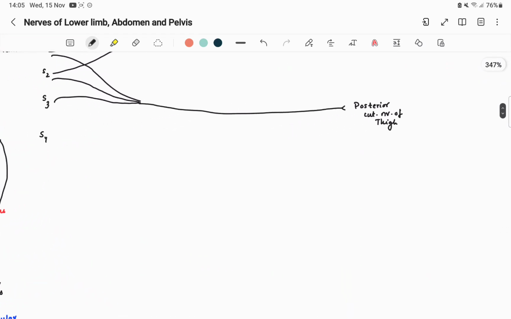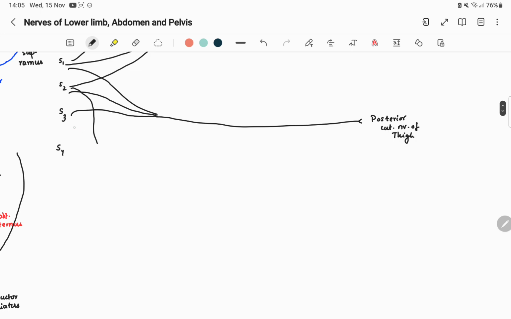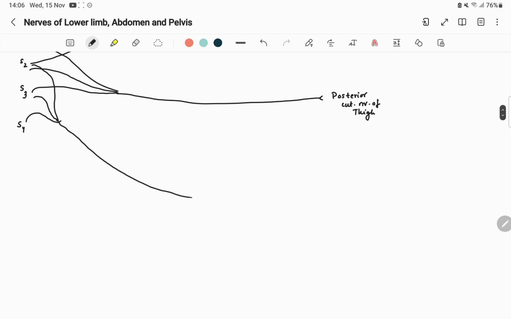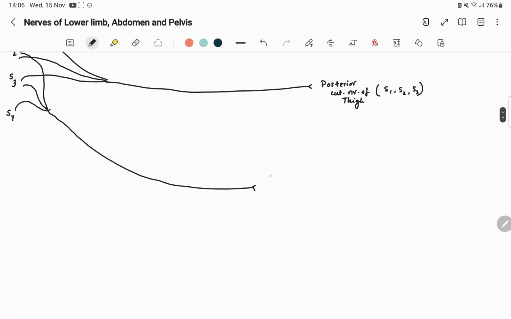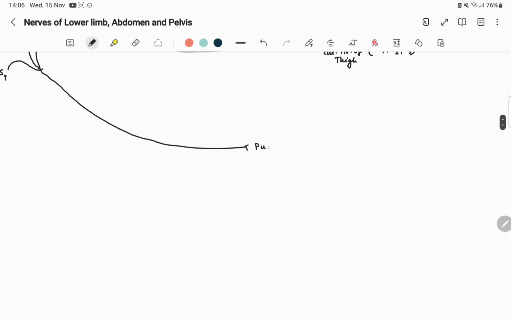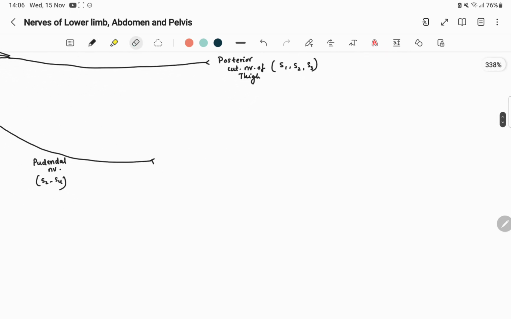And again from S2, S3 and S4 we have the pudendal nerve. So the root value of the posterior cutaneous nerve of thigh is S1, S2 and S3, and S2, S3 and S4 is the pudendal nerve. Let's write here, the pudendal nerve, which has root value of S2 to S4. Let's discuss the course of the pudendal nerve now.